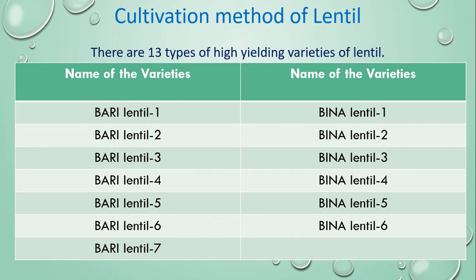Next point is the variety. There are about 13 varieties, and high yielding varieties are important. One is Bari Lentil 1. That means the Bangladesh Agriculture Research Institute invented this variety, called Bari Lentil 1 up to Bari Lentil 7. And the Bangladesh Institute of Nuclear Agriculture produced varieties called Bina Lentil 1, Bina Lentil 2 up to Bina Lentil 6. So you have to memorize this as well for your MCQ and CQ exam.